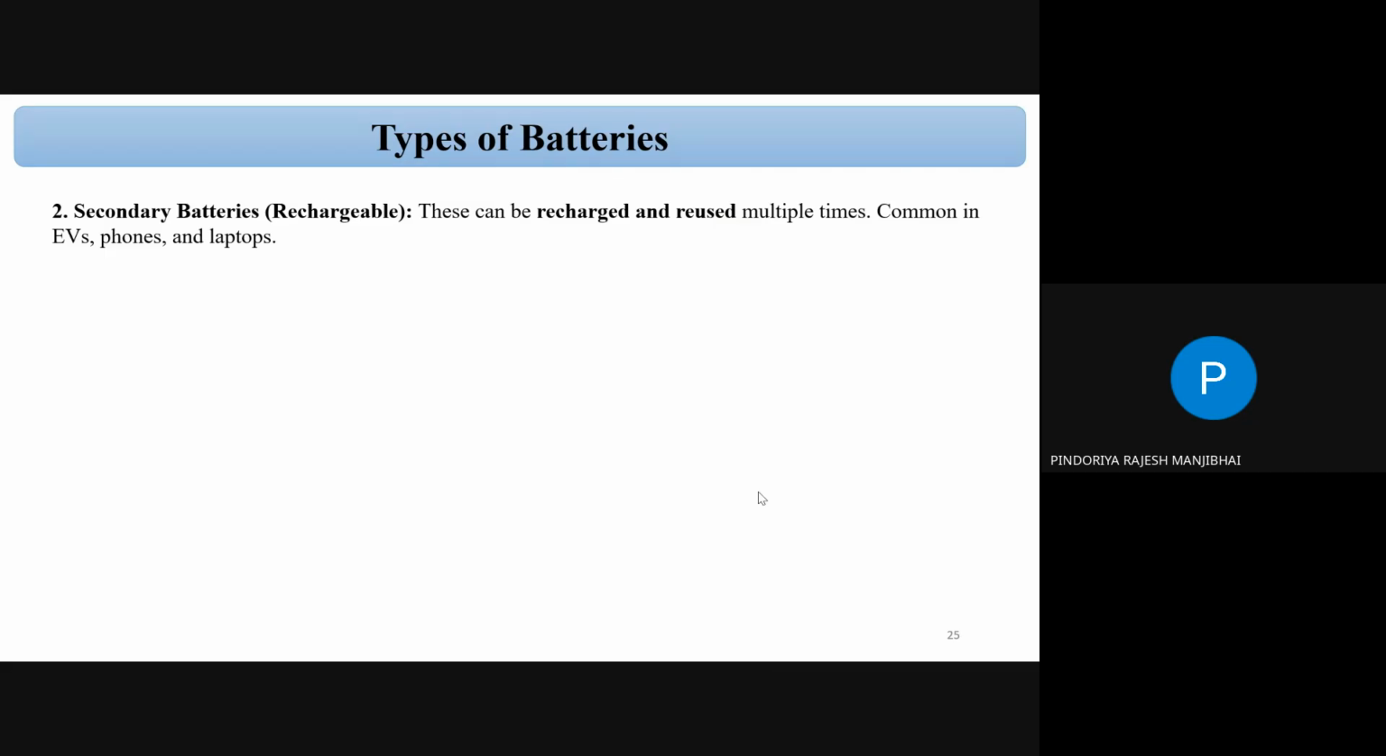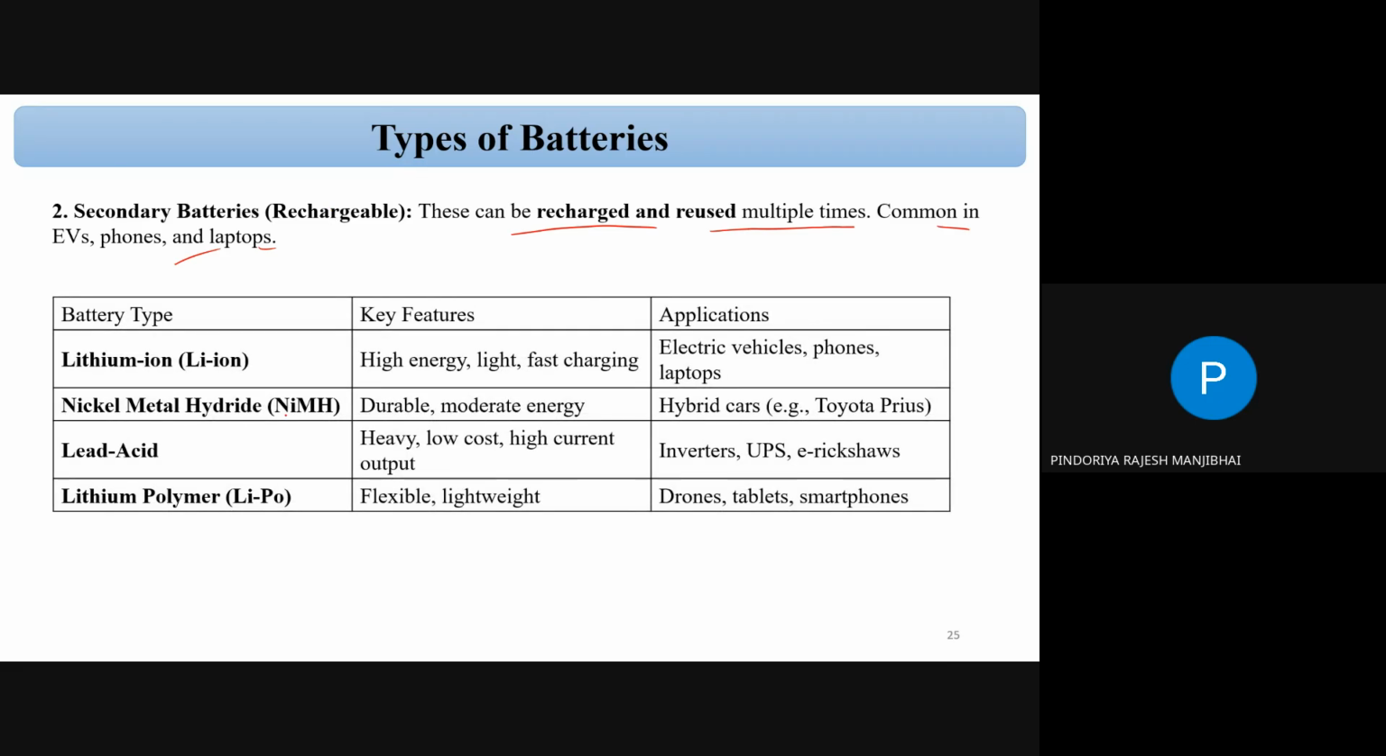What about the secondary battery? That is a rechargeable battery. This can be recharged and reused multiple times and is common in EV, phone, laptop, everywhere nowadays. Lithium ion battery: nowadays in 99% of cases we use the lithium ion battery in the EV. High energy density, lightweight, fast charging. Electric vehicle, phone, laptop, everywhere we are using the lithium ion battery.